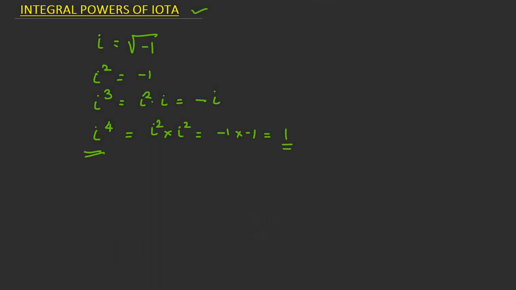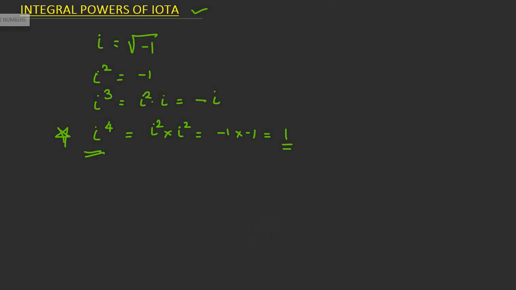We know iota is equal to root of minus 1. Therefore, squaring, iota square will be equal to minus 1. Iota cube will be equal to iota square into iota, which is equal to minus I. And iota power 4 is equal to I square into I square, which is equal to minus 1 into minus 1, which is equal to 1. So iota power 4 is equal to 1 is very important.